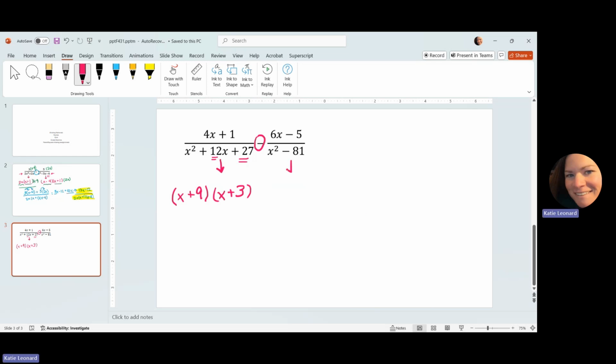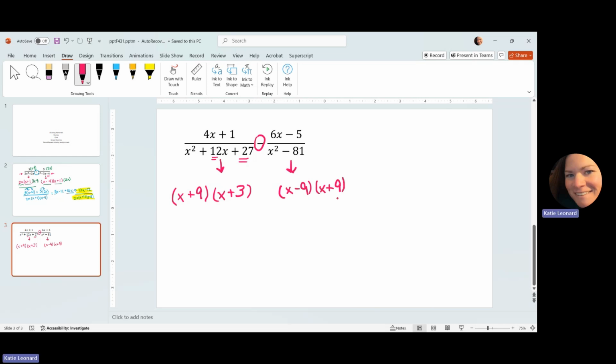The second one, x squared minus 81, this is one of those special patterns. This is a difference of squares. X squared and 81 are both perfect squares. So we use our difference of squares pattern. X minus 9, x plus 9.